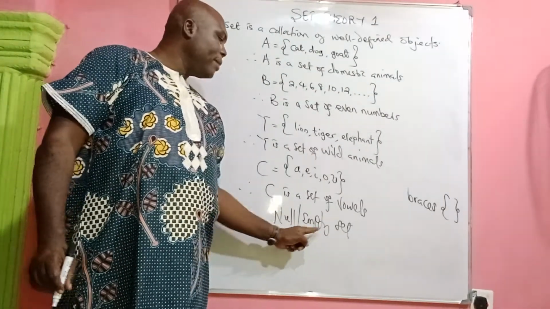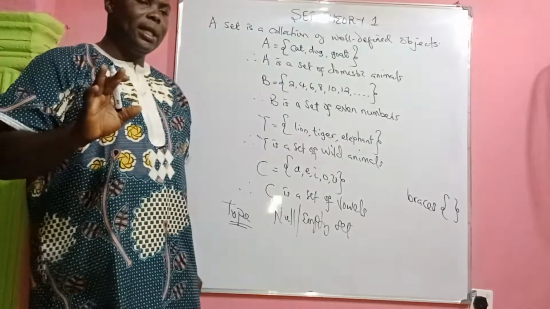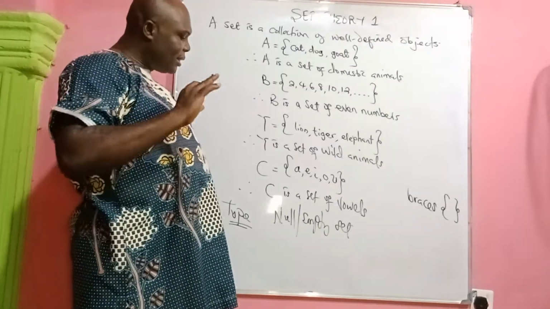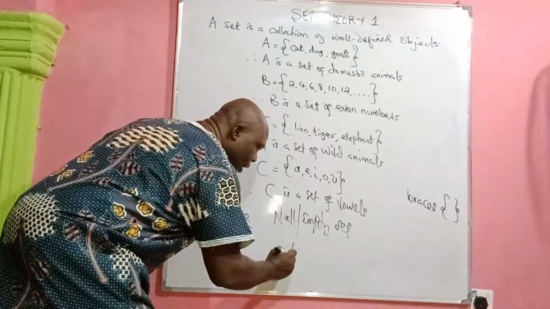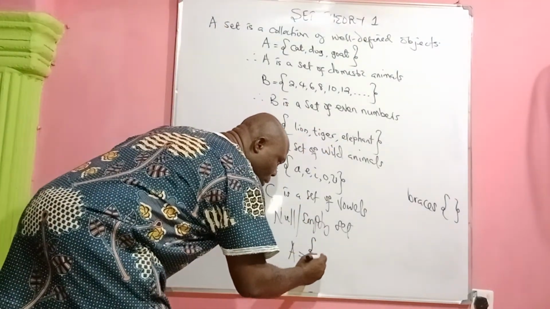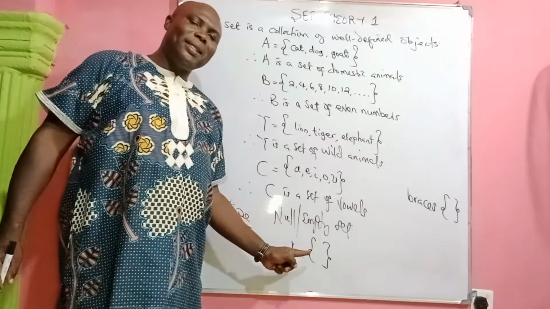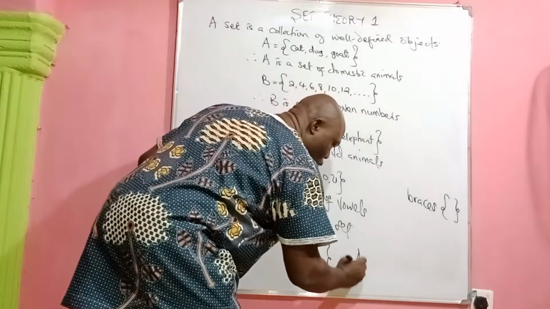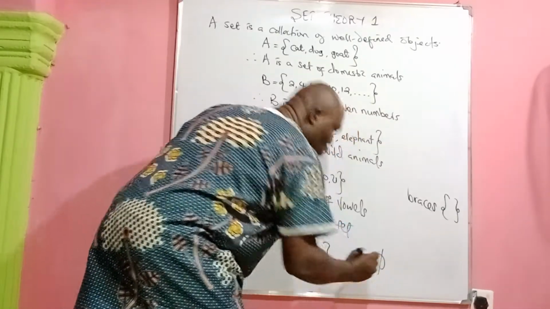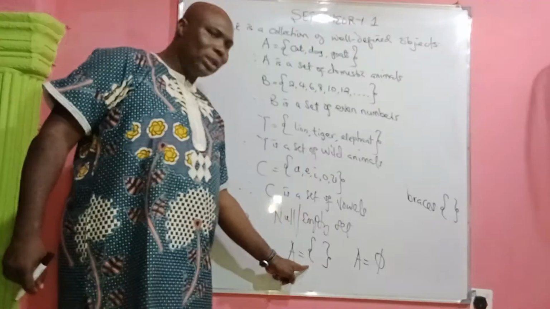The null or the empty set has to do with a set that contains no element in it. Any set that contains no element in it is a null set or an empty set. As you say A equal, you open your braces and you leave it empty, it means A is an empty set or a null set. Either say A is empty this way or you do this. So this also denotes an empty set. So you can use this to denote an empty set.